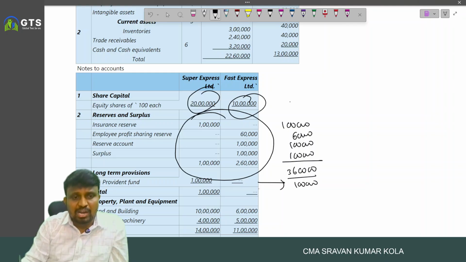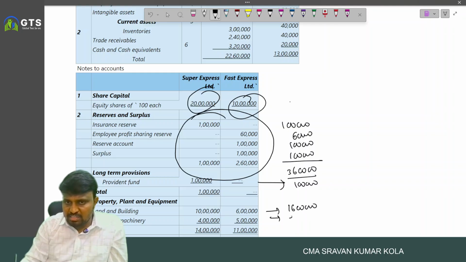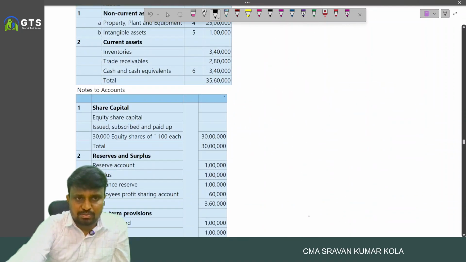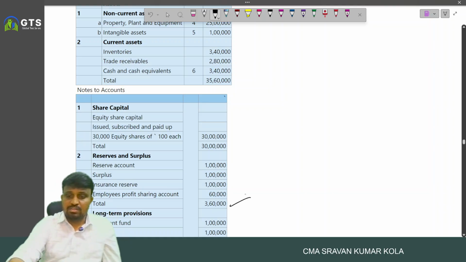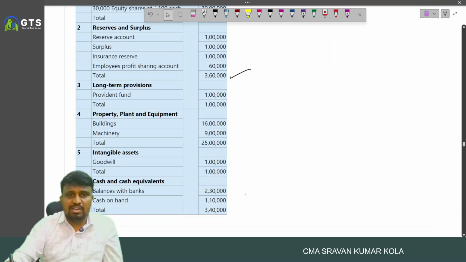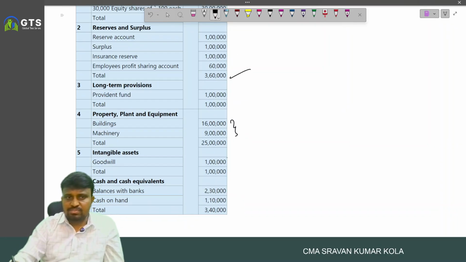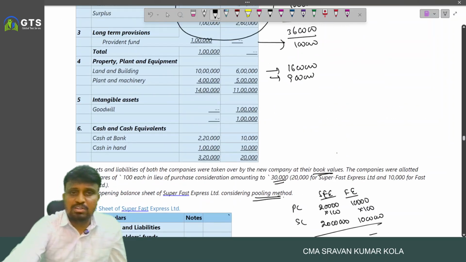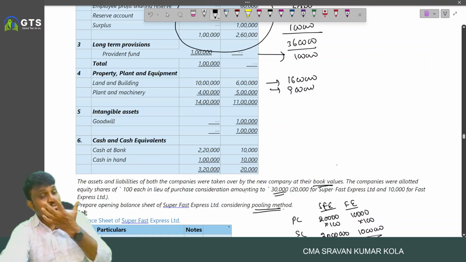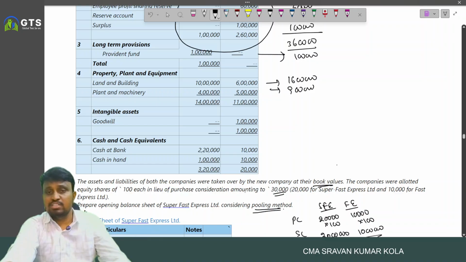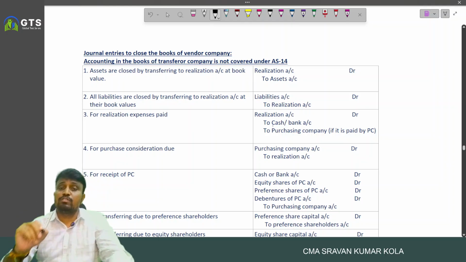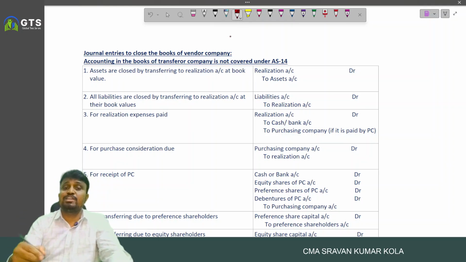So total added together: land and building. So 16 lakhs and here 9 lakhs. Each and everything we have to add on a one by one basis. Provident fund and buildings we have to add on a line by line basis, and intangible assets and balances. Every asset and liability is simply added together, and actually there is no adjustment of amalgamation, and that is very simple. And this is what we discussed in the books of transferee company as per AS 14.